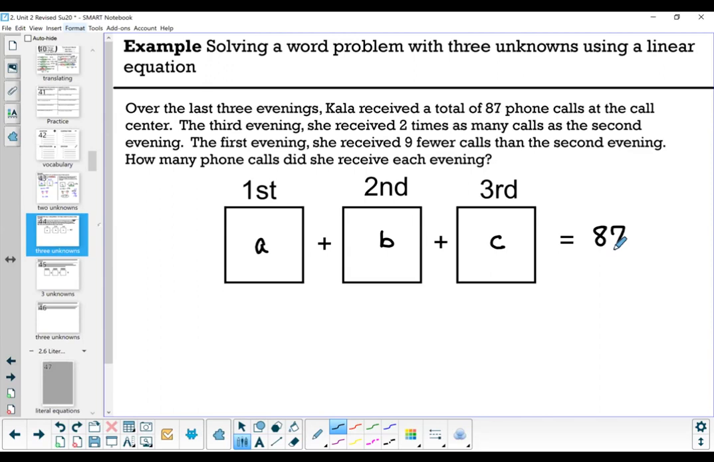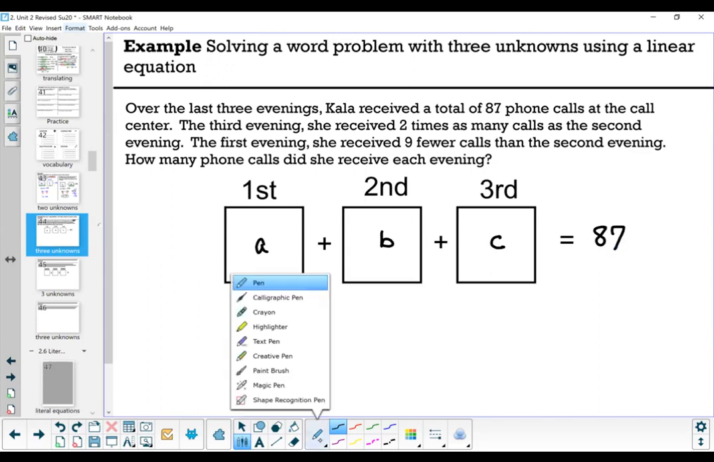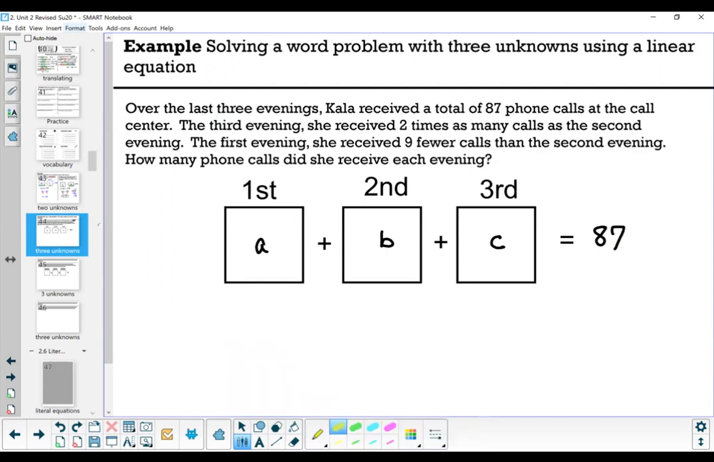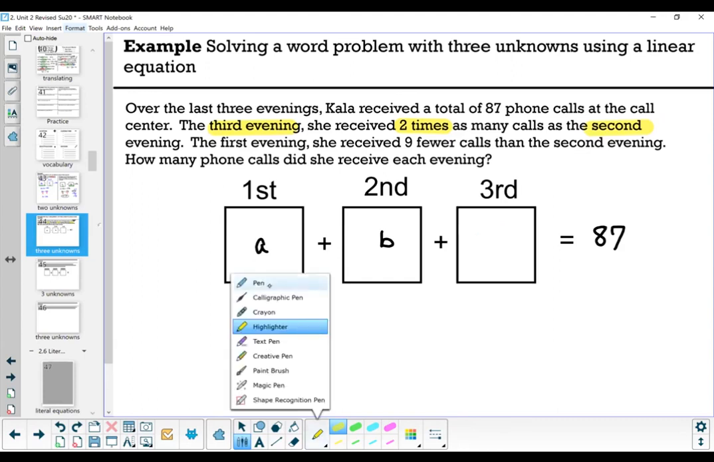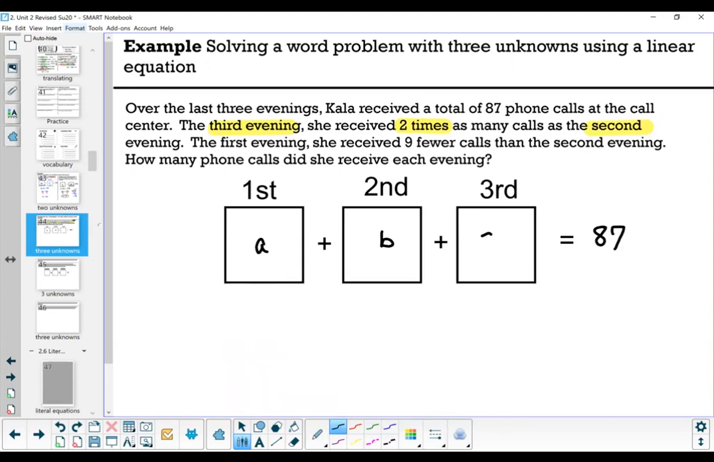Okay, let's go back. The 3rd evening, she received 2 times as many calls as the 2nd. So I'm going to go to the 3rd evening and erase it. The 3rd evening is equal to 2 times the 2nd, which is B. Perfect. Chances are we're going to replace the 1st evening next because we want all B's.